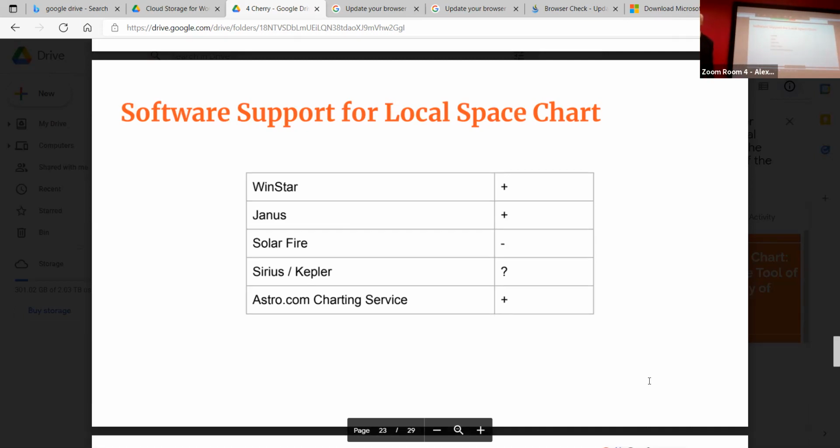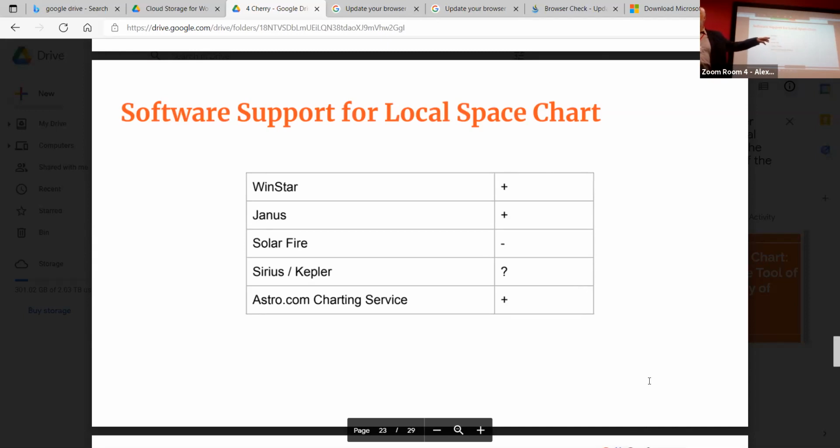But which software packages support this technology? Of course, WinStar, because WinStar was created by Michael Edelwine. It fully supports this. Also, I have all these packages in my laptop. What I'm telling you, I might have not discovered how to do it, for example, in SolarFire.